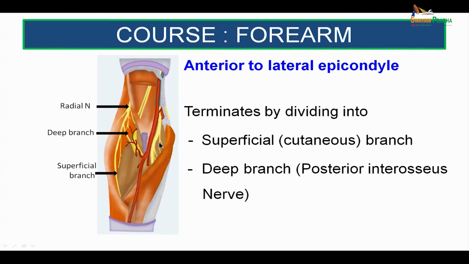Just as it enters into the cubital fossa or in and around that region, it divides into its terminal branches, the superficial cutaneous branch which passes into the front of the forearm, and the deep branch which passes into the extensor compartment of the forearm, and it is called the posterior interosseous nerve.